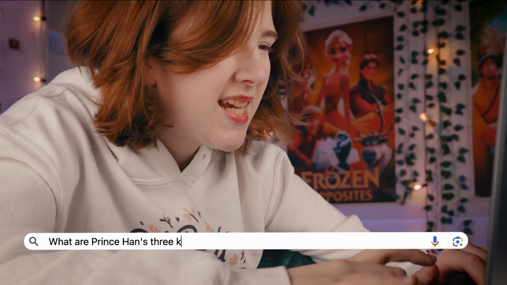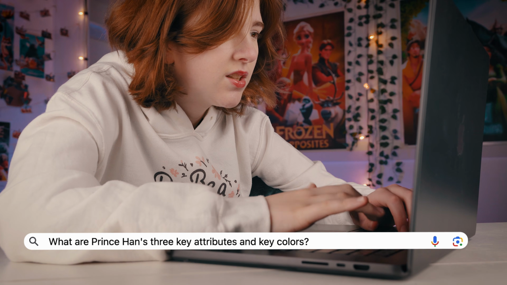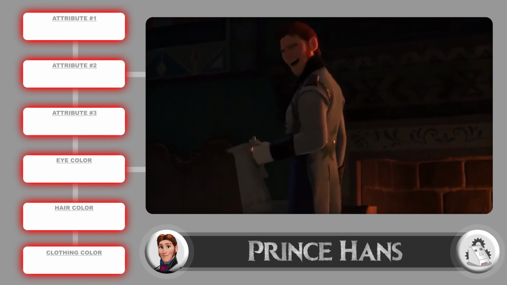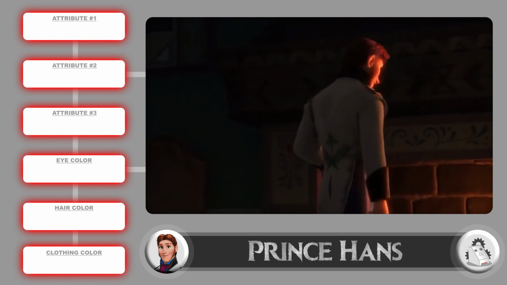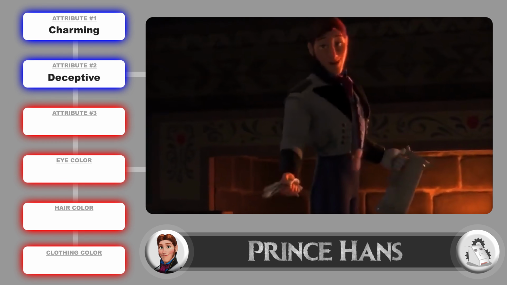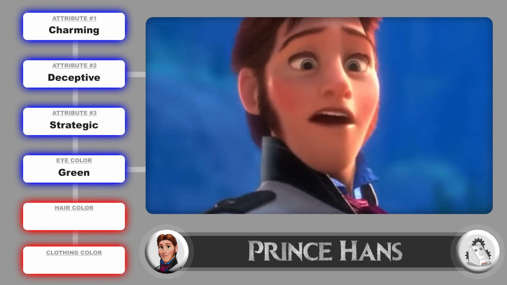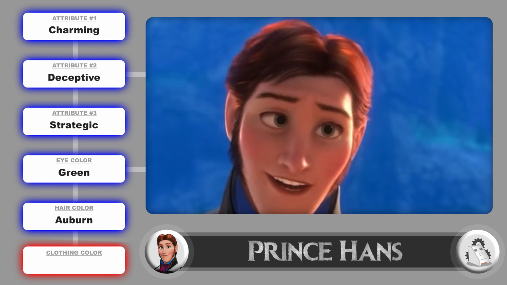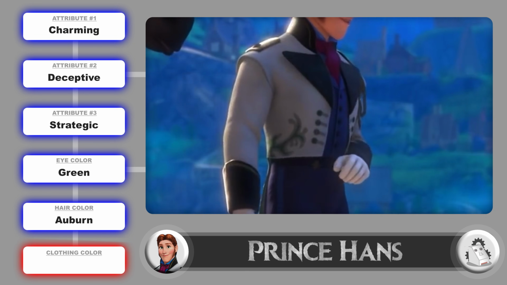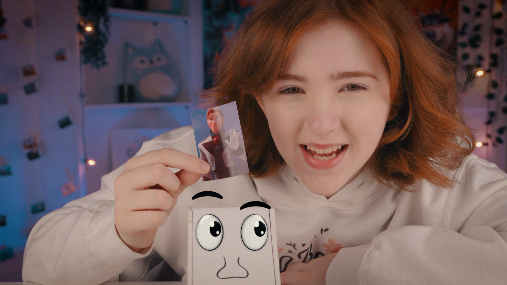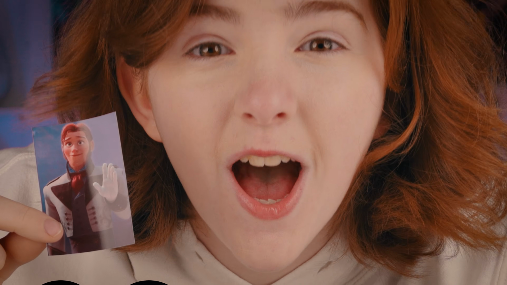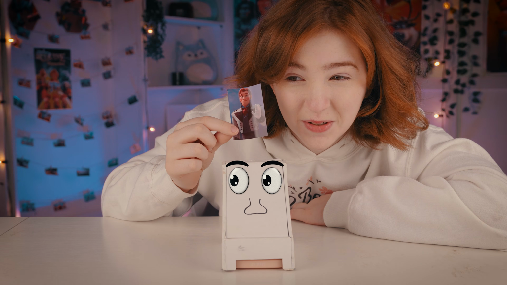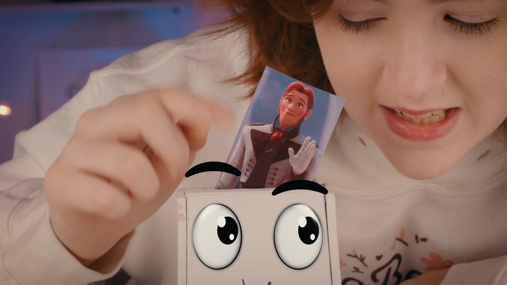Next is Prince Hot. I'm not even gonna fix my mistake there. He's hot, okay? Okay, Craig, what are Prince Hans's 3 key attributes and key colors? For the character Prince Hans, his 3 key attributes are charming, deceptive, and strategic. His eye color is green, his hair color is auburn, and his key clothing color is gray. Okay, Craig, turn Prince Hans into an Arctic animal using these attributes and colors.